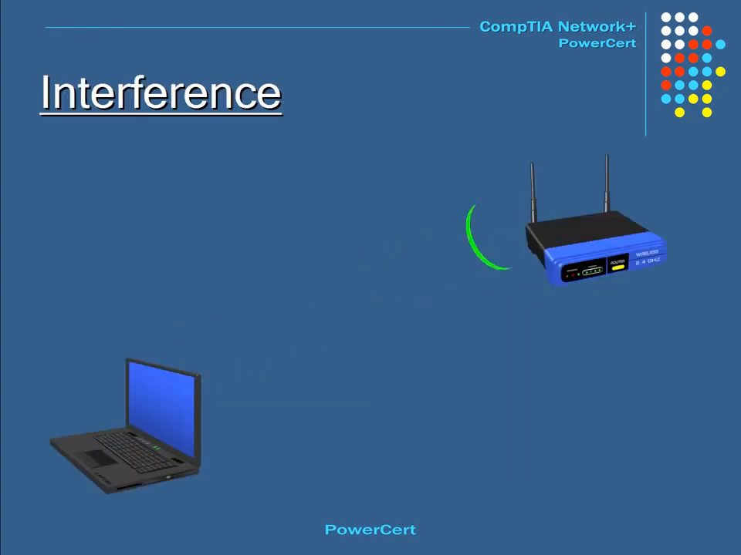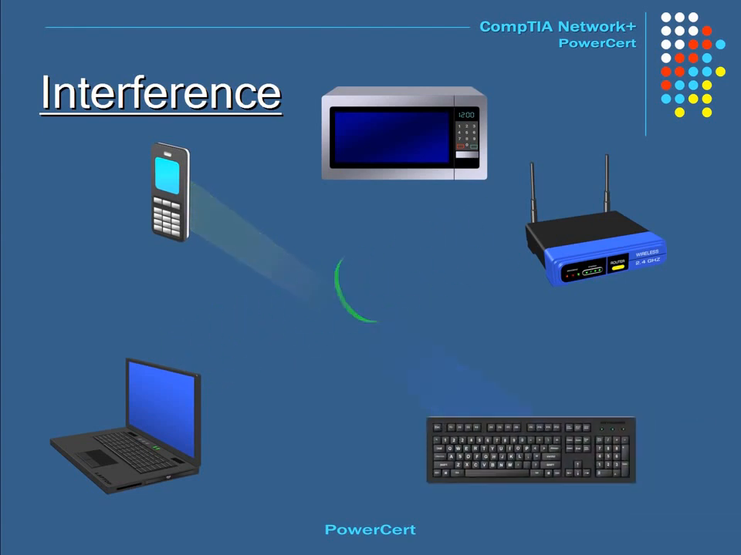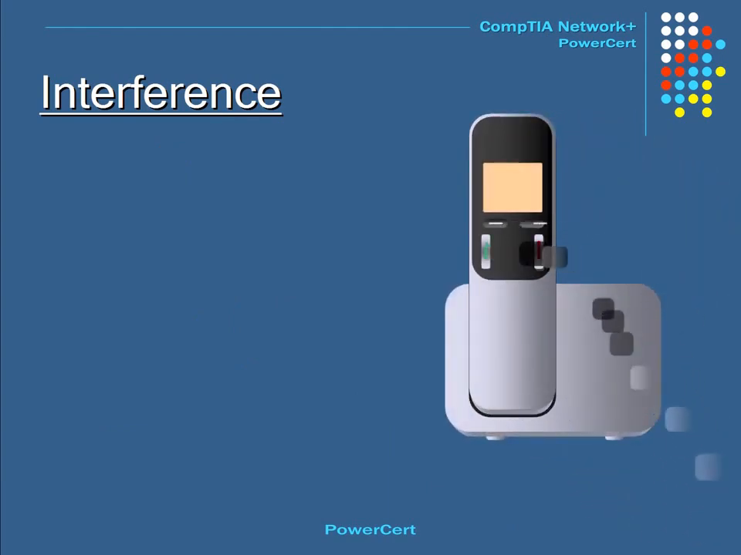There are also problems that can arise in a wireless environment. And one of these is interference. Microwave ovens can cause interference, and certain wireless devices can interfere with a wireless signal, such as cell phones and Bluetooth devices such as a wireless keyboard and mouse. The waves that are produced by these devices can alter the signal of a wireless network.